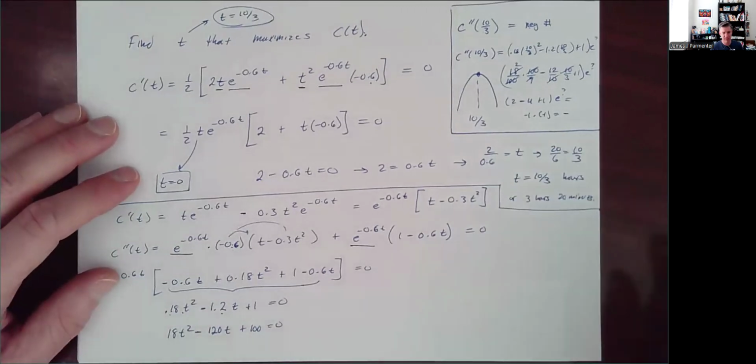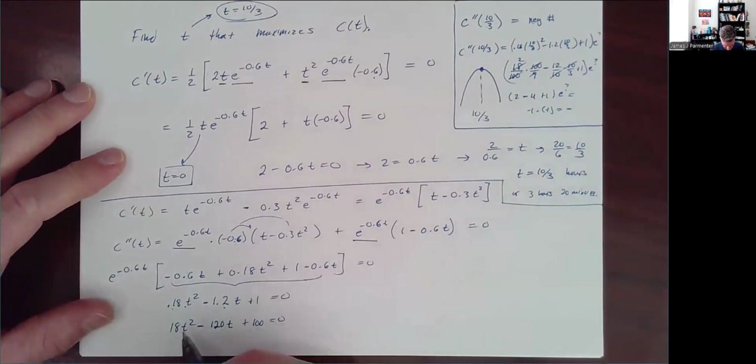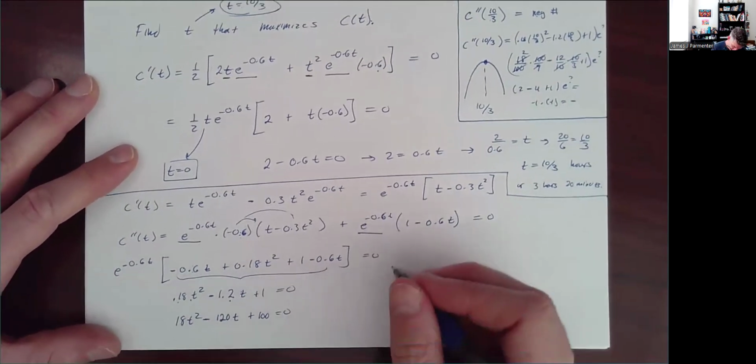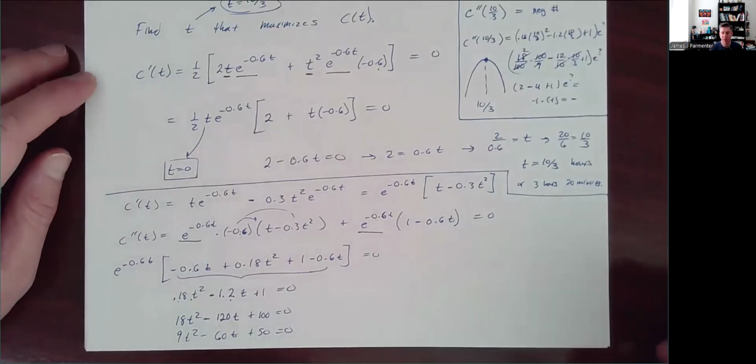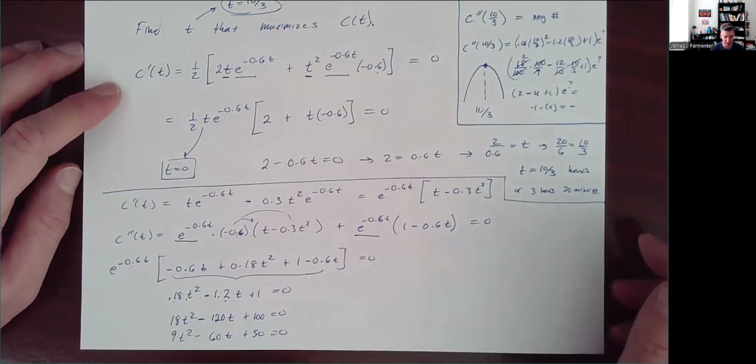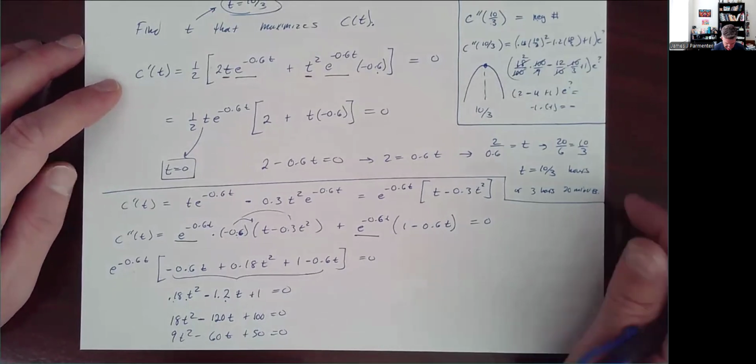Setting this equal to 0 just seems like a terrible pain. If I really had to do it, I would divide everything by 2 to get 9t squared minus 60t plus 50 equal to 0. I really don't want to try to factor that because it just seems terrible. But I'm trying to in my head, as I said, that I don't want to do it.